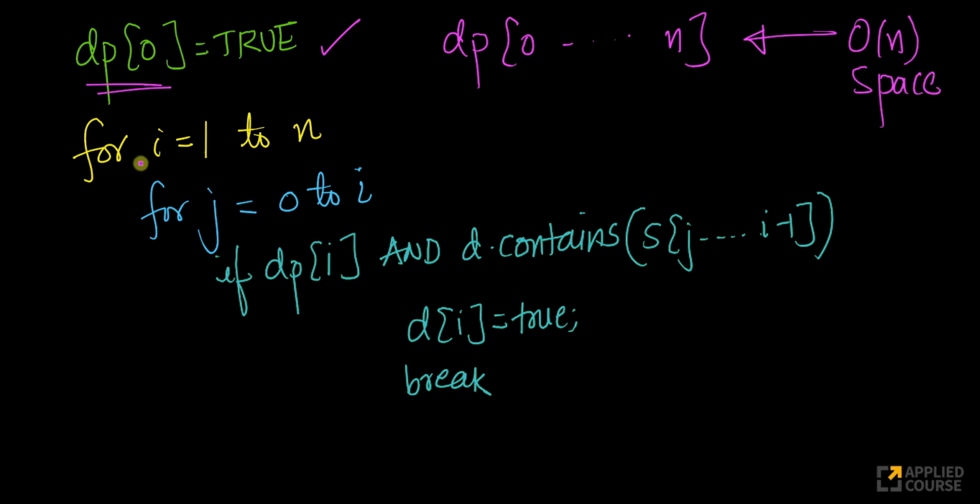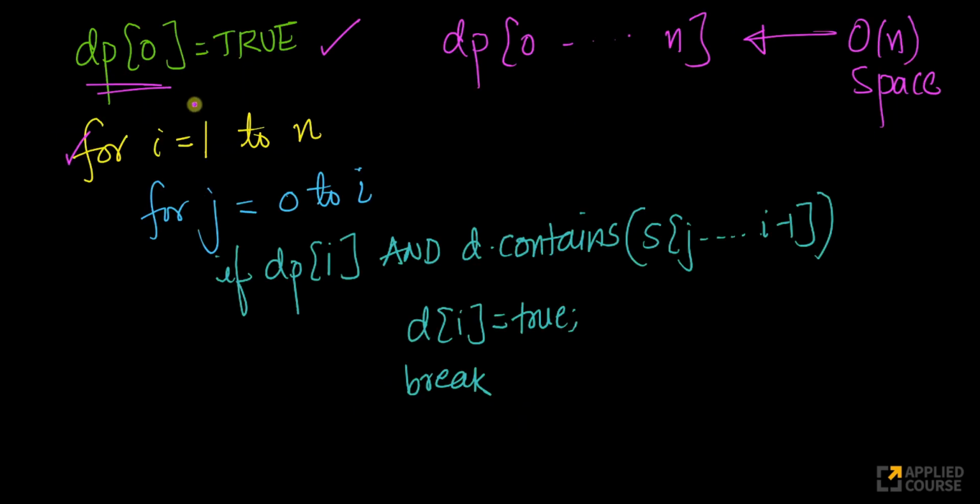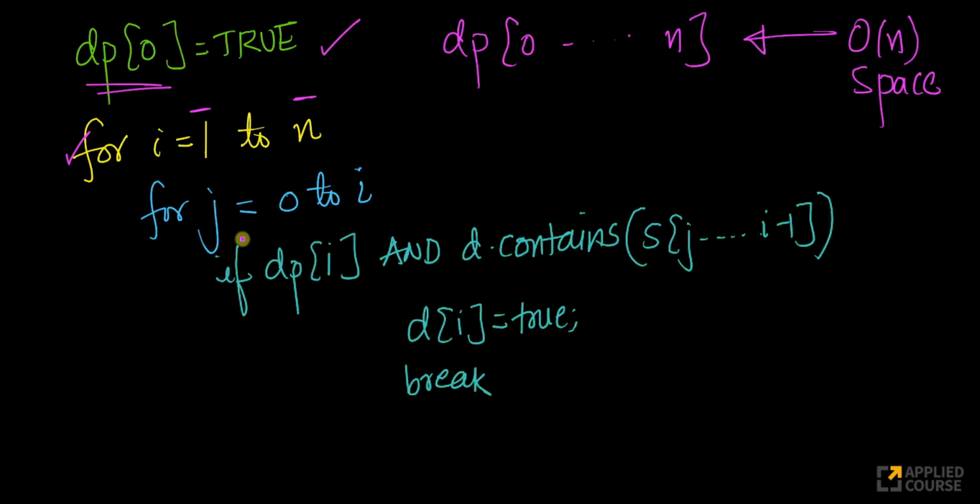Now what am I doing here? For i equals 1 to n, I'll keep using this formula to keep filling DP[i], but I'll fill from i equals 1 to n. For i equals 1 to n, for j equals 0 to i. Why is j equals 0 to i? Because of this logic. Because I have to compute all these logical ORs, right? I have to compute all these logical ORs. That's why I'm keeping j equals 0 to i.